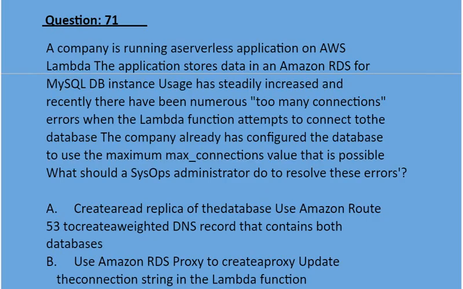Question: A company is running a serverless application on AWS Lambda. The application stores data in an Amazon RDS for MySQL DB instance. Users have steadily increased and recently there have been numerous "too many connections" errors when the Lambda function attempts to connect to the database. The company already has configured the database to use the maximum max_connections value that is possible. What should a SysOps administrator do to resolve these errors?